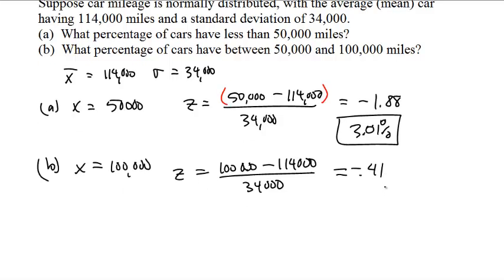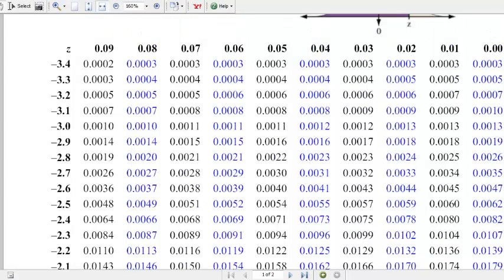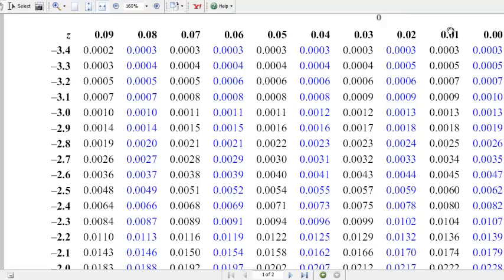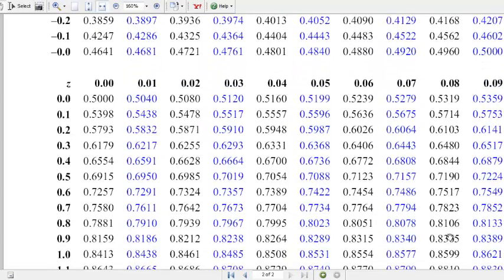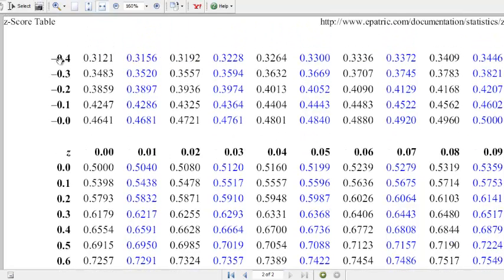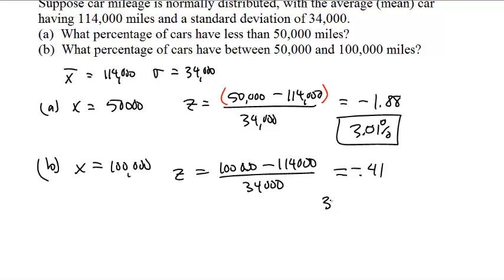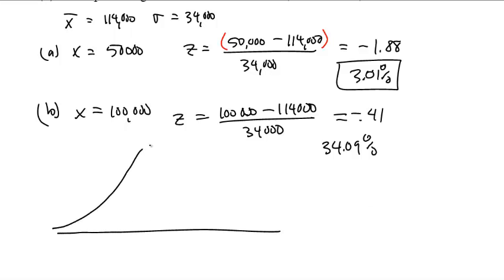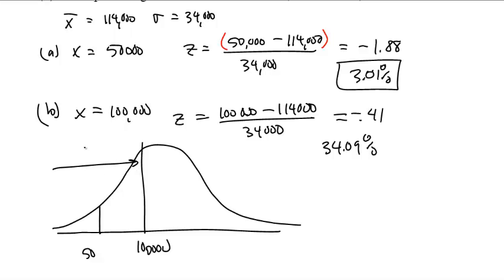Negative 0.41 on the chart is in the second to last column, the penultimate column. So negative 0.41, right up here, is 34.09. But be careful, because what does that number mean? That means everything up to 100,000 miles is 34.09%. But we want everything between 50,000 and 100,000. Everything up to 100,000 miles is 34.09. The 50,000 was 3.01.